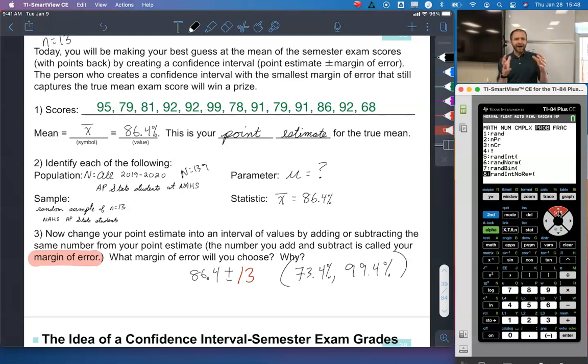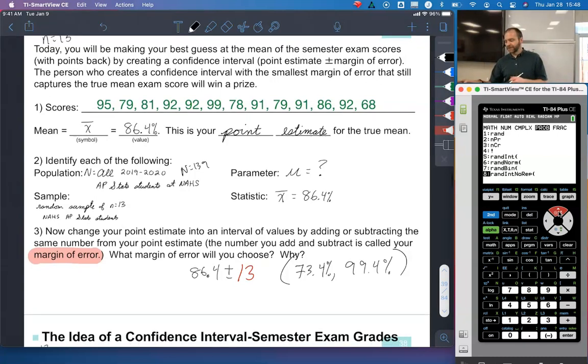Now, in other words, how big is my net? My net in this case that I'm using to try and capture it is 26 percentage points, because I went 13 one direction, 13 the other direction. So I have 26 percentage points that is captured. My margin of error is 13%. I went 13 above and 13 below.